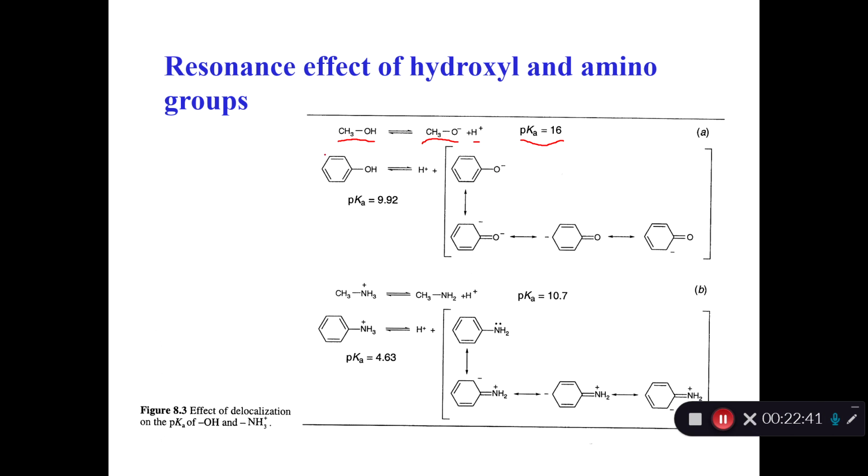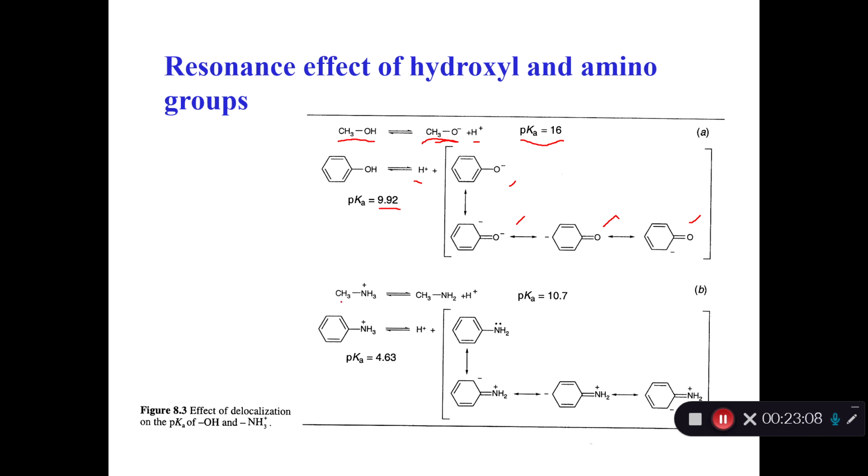But for phenol, the addition of this benzene ring lowers the pKa by about 6 orders of magnitude, just that one ring. So when I take the proton off, I have 1, 2, 3, 4 different resonance structures I can draw for the phenolate anion. And that's how I know that it is much more stable than just the methoxide anion here.